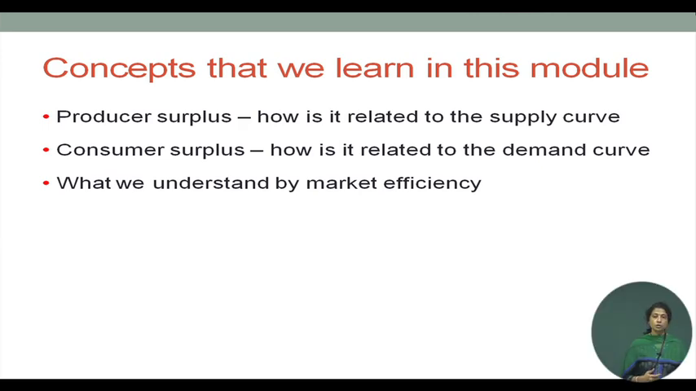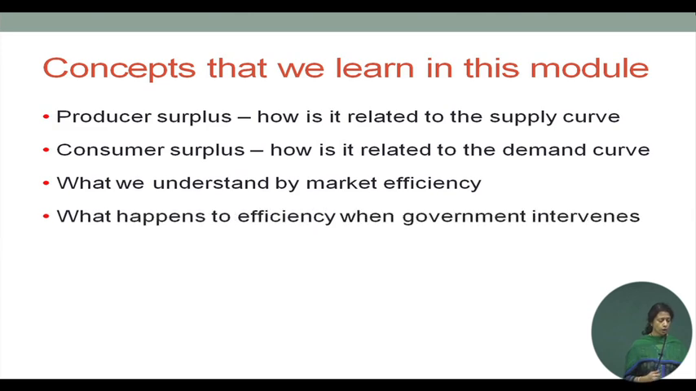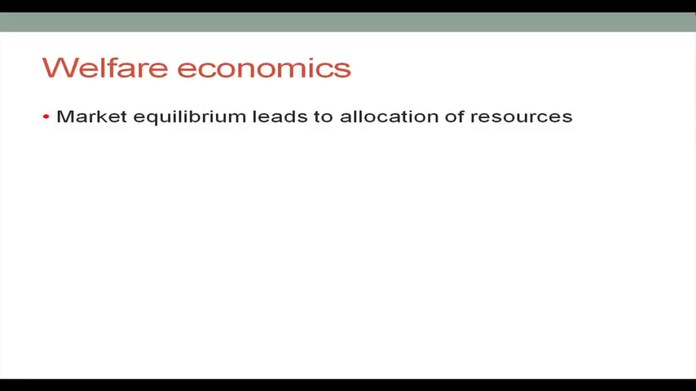Then we are going to see what market efficiency is, and how producer surplus and consumer surplus can explain market efficiency. And next we are going to see what happens to efficiency when the government intervenes. So this is all about a very fundamental area of economics called welfare economics, where we are going to try to define efficiency.